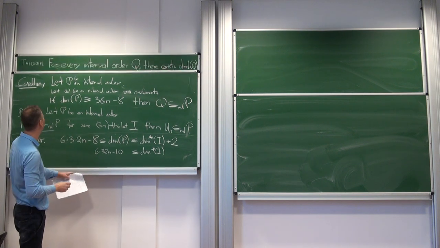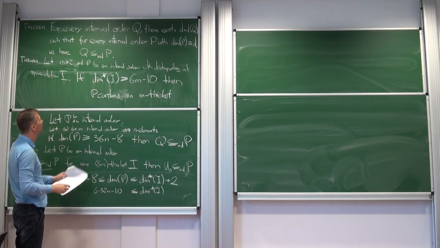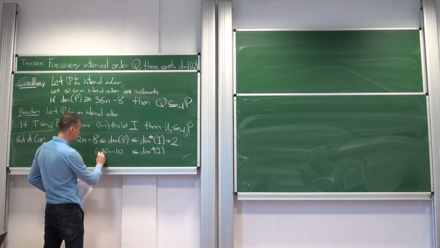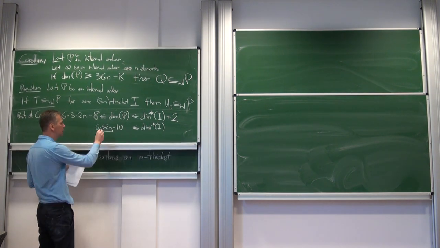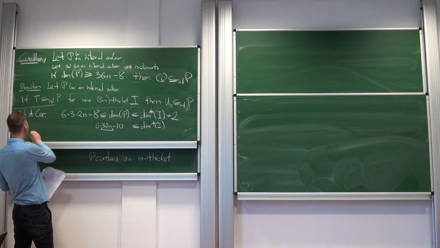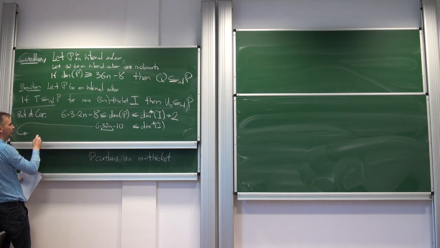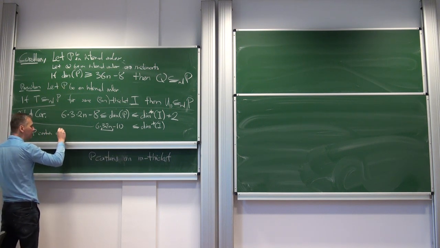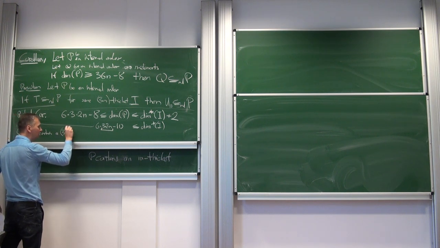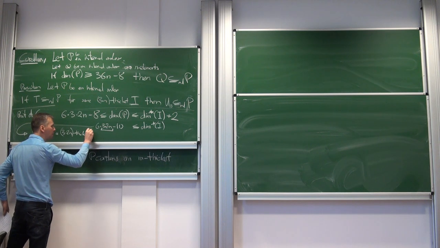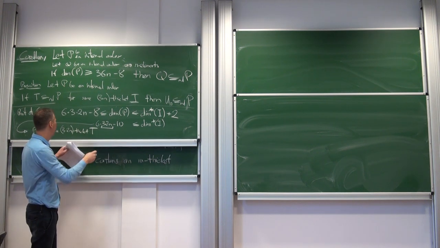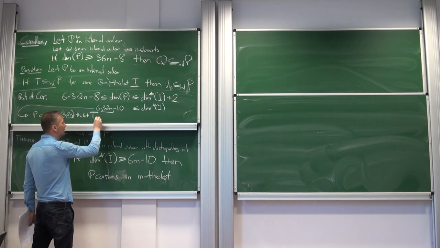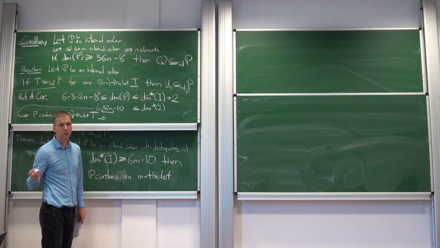Now applying our main theorem, we know that we can find a thicket. What is the size of a thicket? A thicket of size 3 times 2 times n, yes? Yeah? So this implies that P contains a 3 times 2n thicket T. Now we know that the 3 times 2n thicket forces P to have a universal interval order.